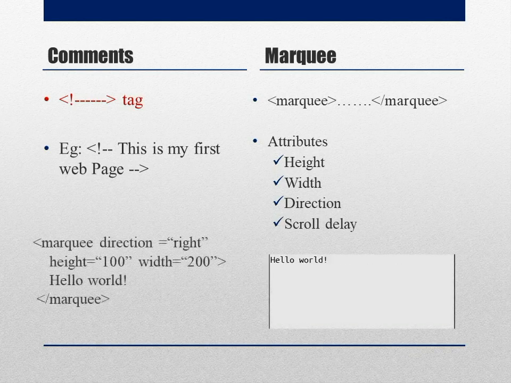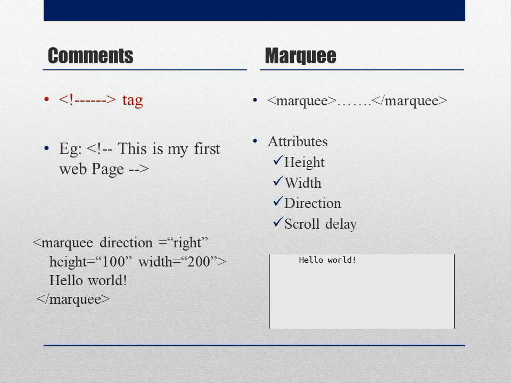Next is the marquee tag. The marquee tag displays a piece of text or image scrolling horizontally or vertically in the web page. So we can give some attributes like height, width, direction and scroll delay. Height sets the height of the marquee in pixels or percentage of the browser window's height. Similarly, width specifies the width of the marquee in pixels or in percentage of the browser window's width.